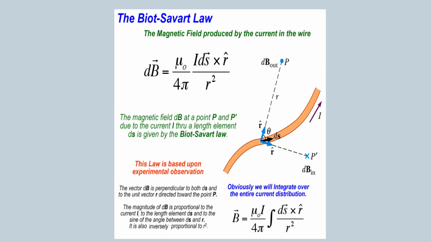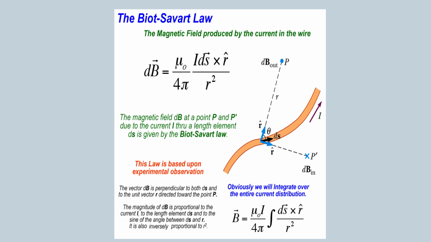Mathematical formula: dB equal to mu naught into I into ds cross r upon 4 pi r cubed, where dB is the magnetic field, mu naught is the magnetic constant or permeability of free space, I is the current, ds is the length of the current element, r is the distance between the current element and the point where the magnetic field is being measured. Theta is the angle between the current element and the position vector r.